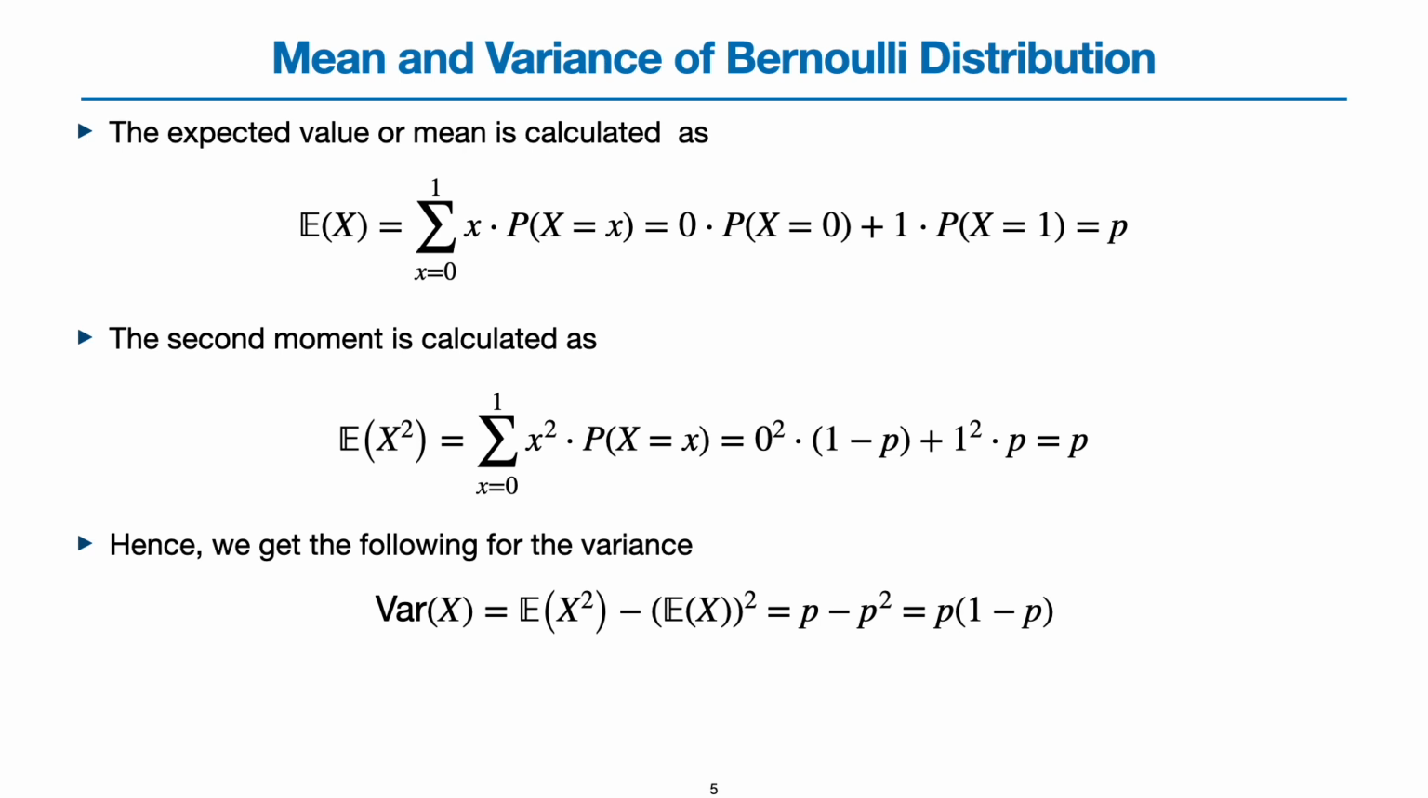But there's no problem here because now we can find the variance, which is the second moment minus the first moment squared. So we get p minus p squared, which is p times 1 minus p if we factor p.